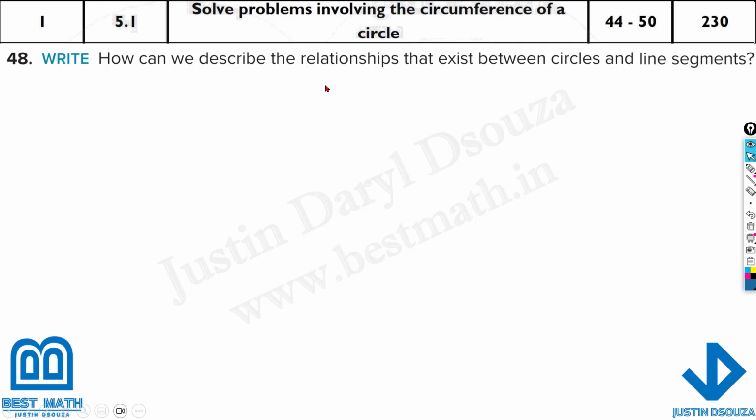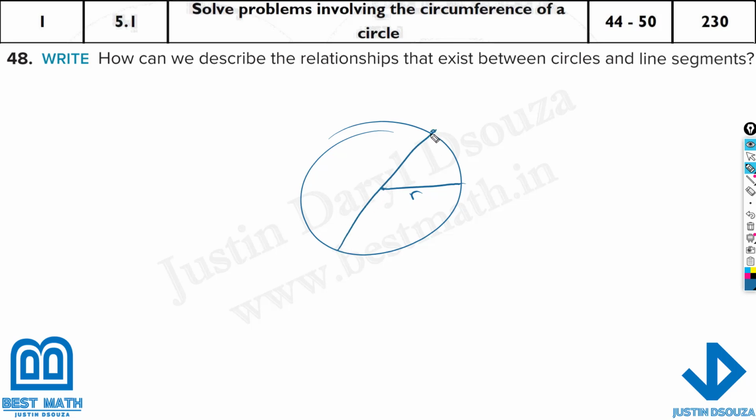How can we describe the relationships that exist between circles and line segments? Okay, a circle and a line segment. Now, what is a line from the center? This is the radius. What passes through the center and has its ends on the circle is the diameter. And then we have a chord. That will be inside the circle itself, a line whose endpoints are on the circle, but it doesn't pass through the center. Then we can tell a tangent.